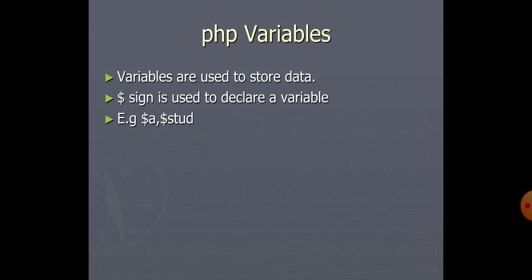PHP variables. Variables are used to store data. The $ sign is used to declare a variable. For example, $A, where A is a variable name. The $ sign is used to declare a variable. Stud is also a variable name.